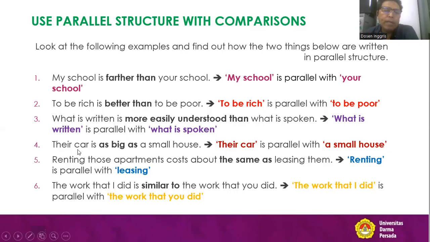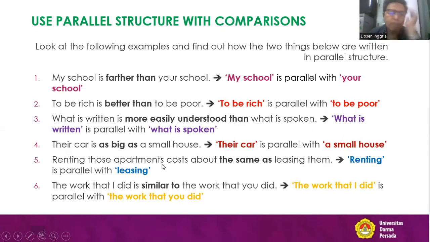Now, number four, their car is as big as a small house. We have as and as, that means we are comparing something in terms of similarity. So we have their car and a small house compared, and they are parallel. Parallel means they are in the same format. Car is a noun, house is a noun.